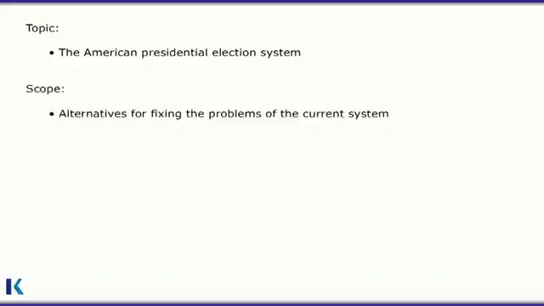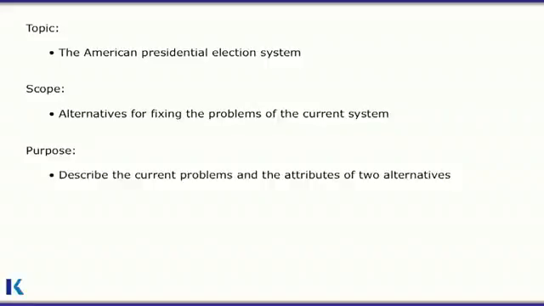But before you move on, let's paraphrase the author's topic, scope, and purpose. The topic, broadly, is the American presidential election system. The scope that draws the author's focus is proposed alternatives for fixing problems in the current system. The author wrote this passage to describe a problem of the current system and to tell us about 2 alternatives.